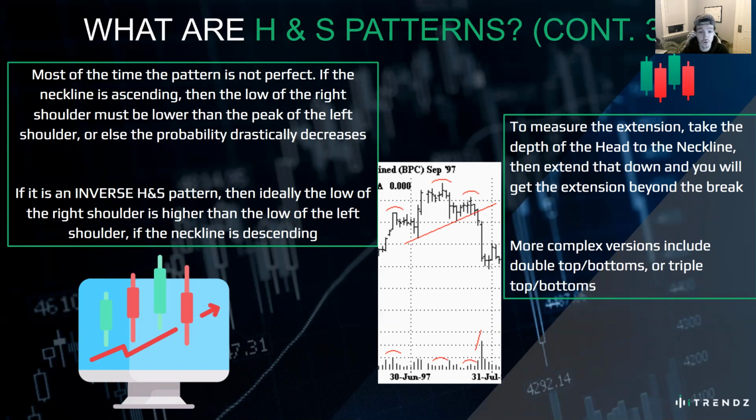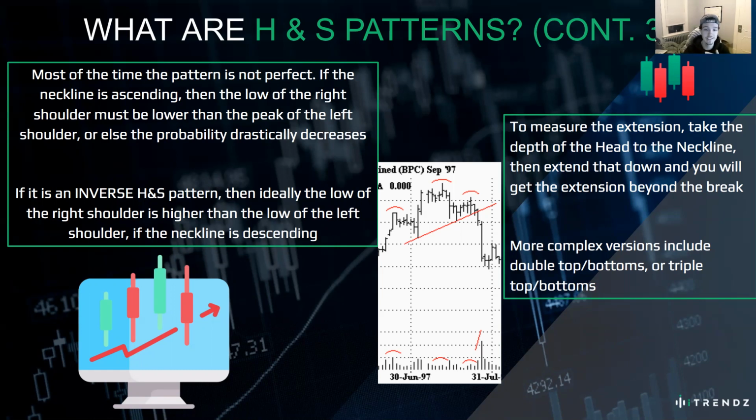If it's an inverse head and shoulders, and we'll look at a chart in a second, then ideally the low of that right shoulder is higher than the low of the left shoulder. So it's actually an ascending neckline on the other side as well. If the neckline is descending, it's not like you can't trade it, however, but you don't have as much of a high probability of that breakout. You're going to need a lot more volume and a lot more buying pressure to break out of that neckline. For me personally, it's not as profitable a trade as far as inverse head and shoulders and head and shoulders go.